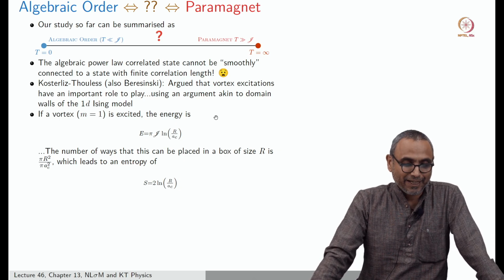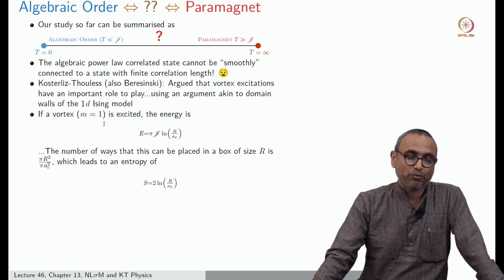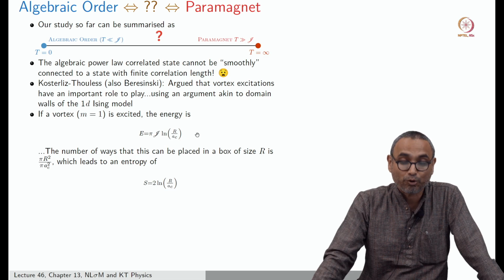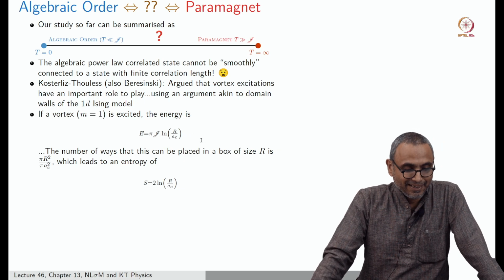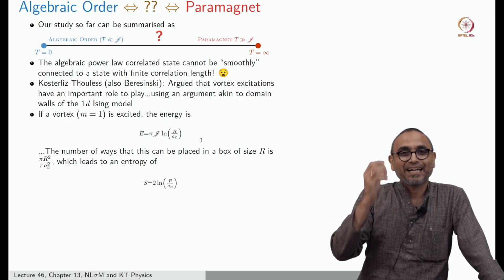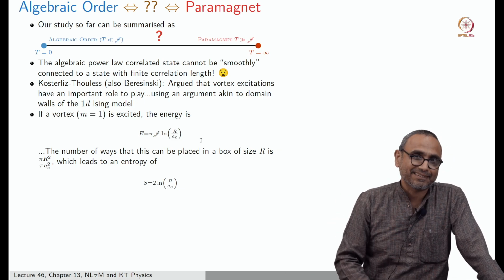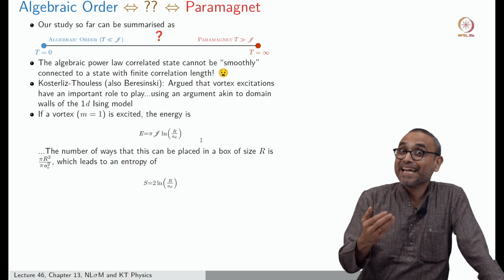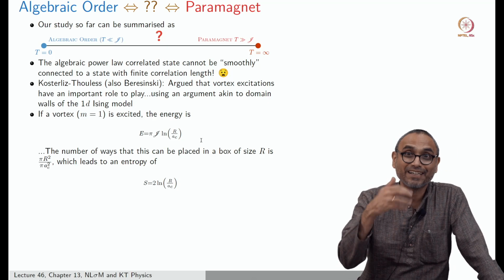So you know that if I take the m equal to 1 vortex, the energy associated with this vortex is pi J times log of r by a_c plus E_core. Sorry, I missed out the E_core. I don't need that for now, but I missed it out here. Now you can ask, okay, I'm introducing this single vortex. I pay this energy, but I may gain some entropy. So what is that entropy?